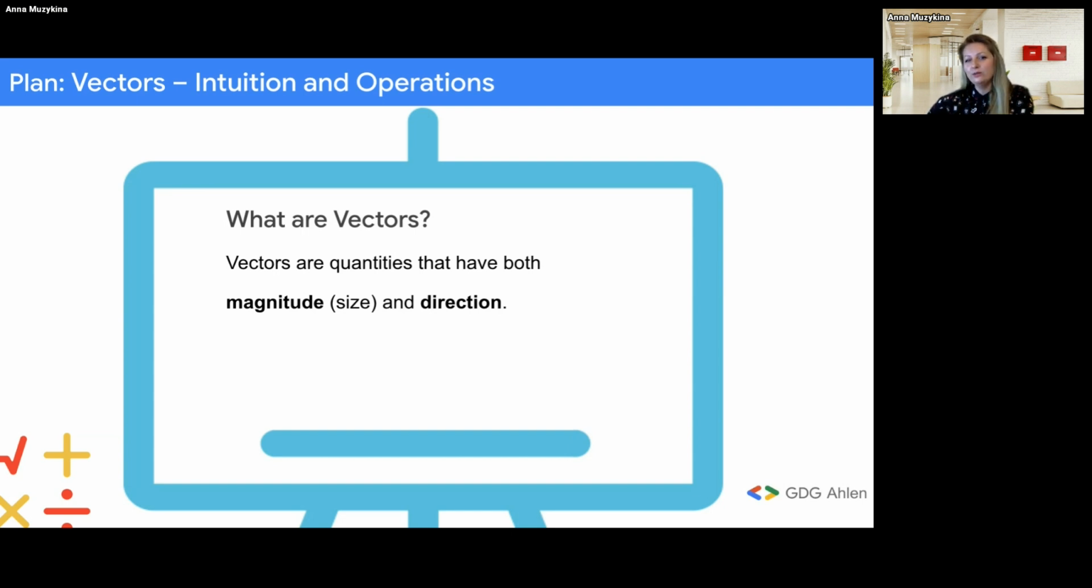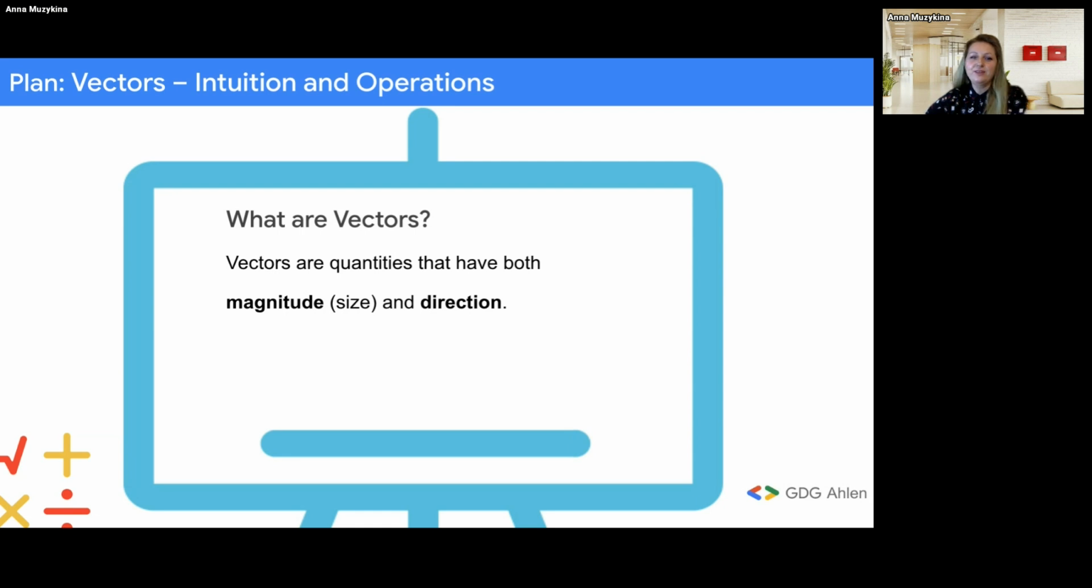Examples include velocity, which tells us how fast something is moving and in what direction, or force, which has both strength and direction. We can represent vectors graphically as arrows in a coordinate system, or algebraically as lists of numbers, which we call components.